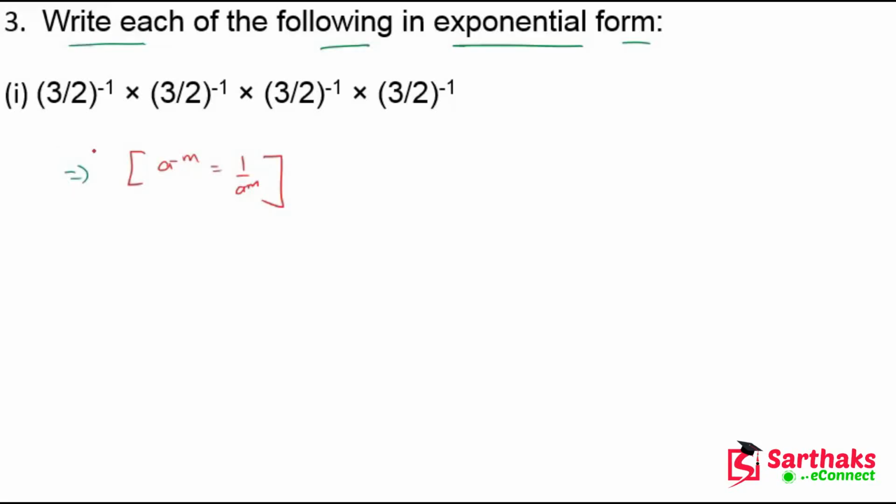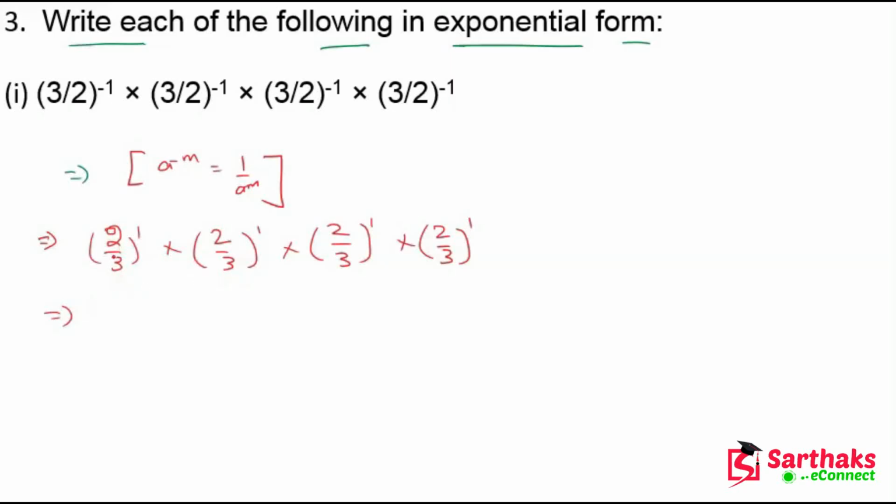Here you can observe this. The power of all these terms is negative. So first of all, we have to make the power positive. So this will become 2 upon 3 raised to power 1 into 2 upon 3 raised to power 1 into 2 upon 3 raised to power 1 into 2 upon 3 raised to power 1. Okay, understand my dear friend? I hope you understand this thing.